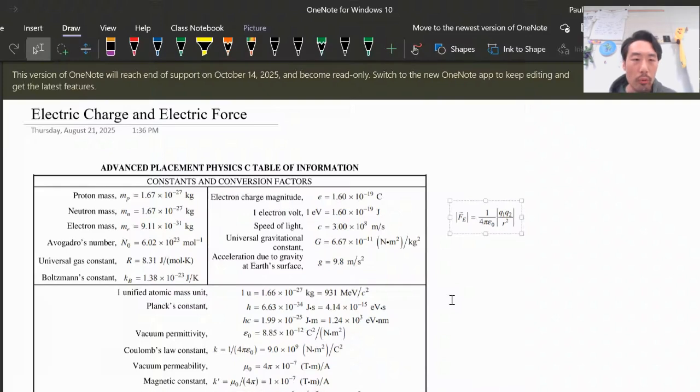We are going to go over electric charge and electric force. This should be the very first lesson of E&M, so welcome back.